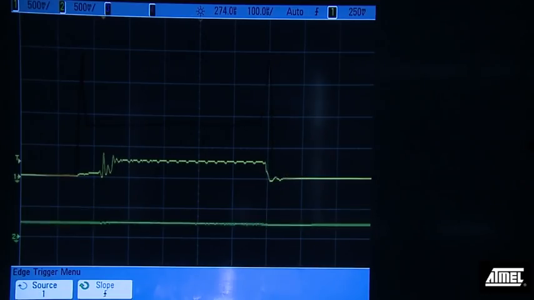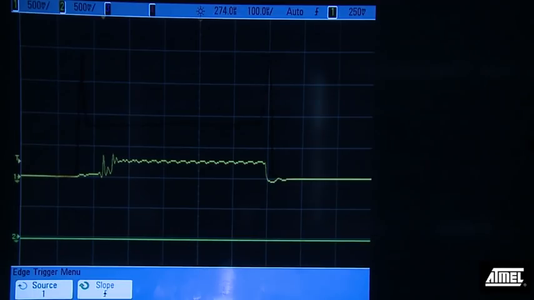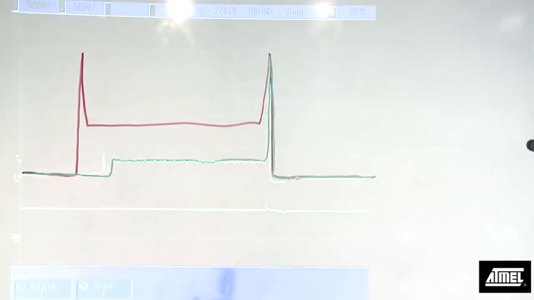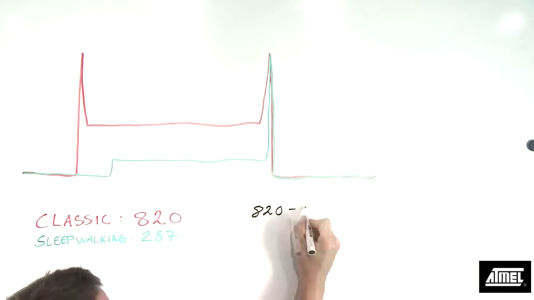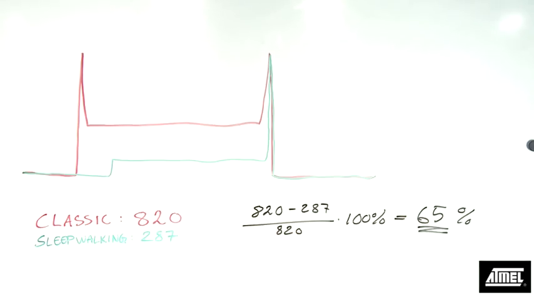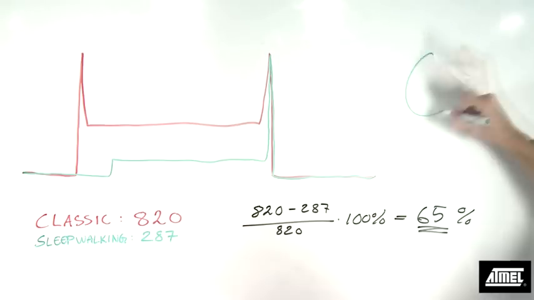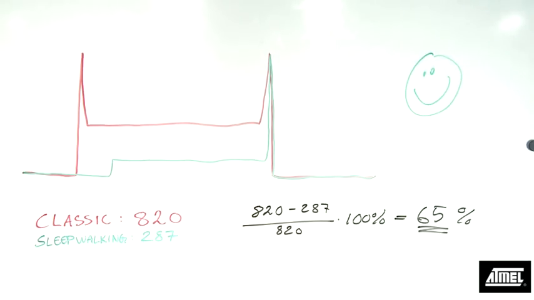Sleepwalking saves power. Let's have a look at how much we save. The red curve is without sleepwalking and the green one is with sleepwalking. Agreed, these plots are rough, but a quick calculation indicates that the power consumption is cut by about 65%. We're using about 1/3 of the power that we used in the classic mode.